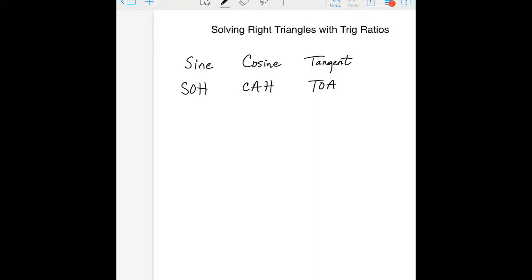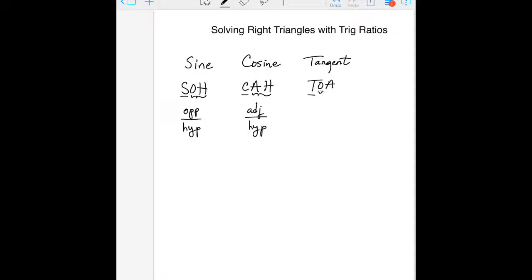So with the first one, with the sine ratio, the second and third letter just tell you which two sides you are dividing. So with the sine ratio, remember O is opposite and H is hypotenuse. So it's opposite divided by hypotenuse. When you look at the second ratio for cosine, you are dividing A and H, which stand for the adjacent side divided by the hypotenuse.